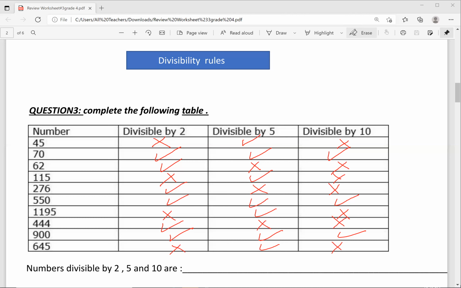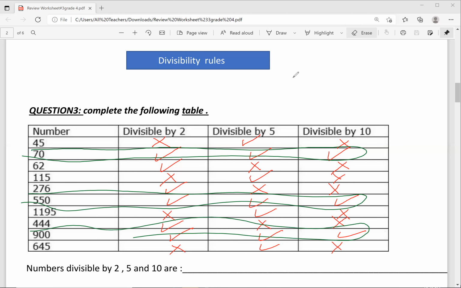Now, can you check, for example, what are the numbers that are divisible by 2 and 5 and 10 at the same time? It's 70, it's 550, and it's 900. So all the numbers that end with 0 are divisible by 2, 5, and 10. So they are 70, 550, and 900. Now let us go to question number 4.